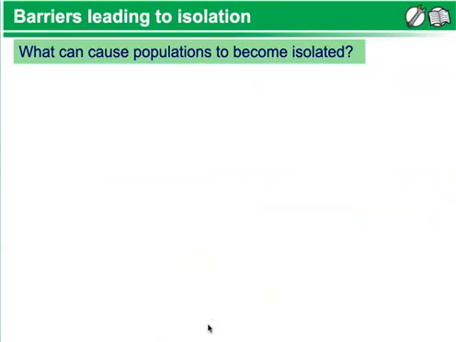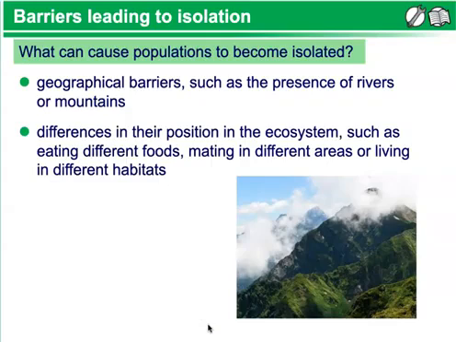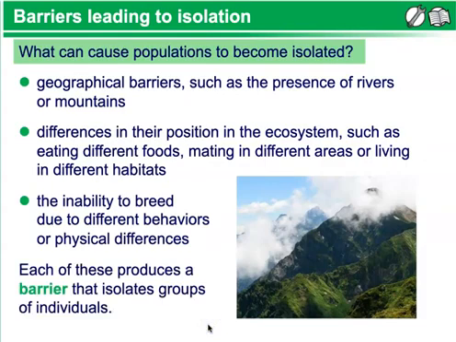Barriers leading to isolation. What can cause populations to become isolated? Geographic barriers, such as the presence of rivers or mountains. Differences in their position in the ecosystem, such as eating different foods, mating in different areas, or living in different habitats. And also the inability to breed due to different behaviors or physical differences. Each of these produces a barrier that isolates groups of individuals.